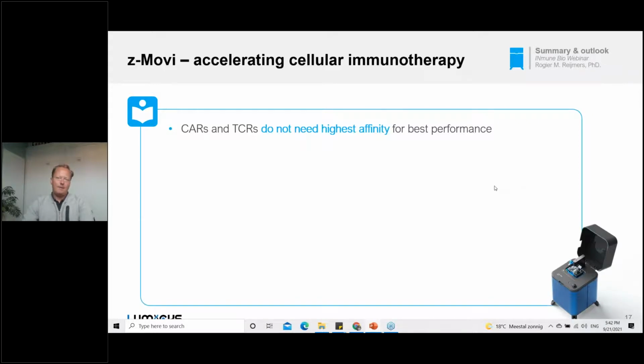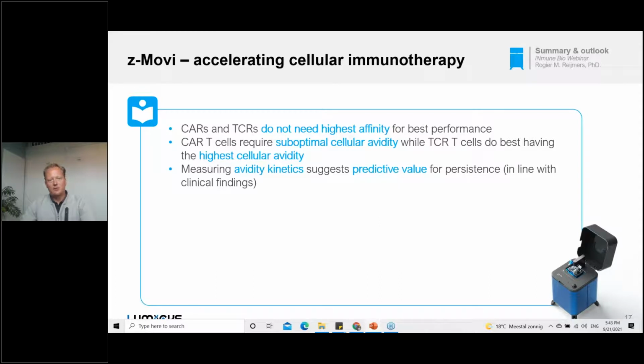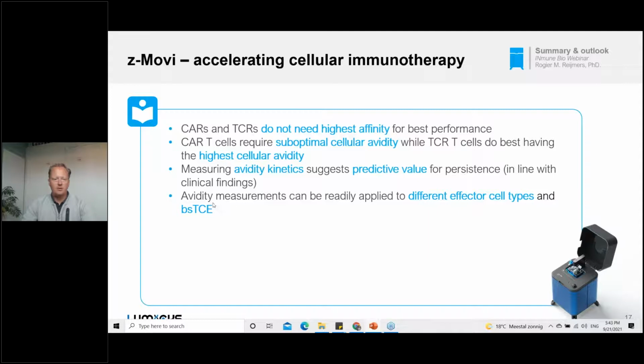So wrapping up here, I would like to finish with summing up results that have been obtained using our instrument and something to let sink in. CARs and TCRs do not need the highest affinity for best performance. What I'm summing up here is proof data that we have, and we are happy to share if you're interested. CAR T cells require a suboptimal cellular avidity, while TCR T cells do best having the highest cellular avidity. Measuring avidity kinetics suggests a predictive value for persistence in line with clinical findings. Avidity measurements can be readily applied to different effector cell types and T cell engagers as well. So we use T cells, NK cells, bispecific antibodies, and we are also moving towards B cells.